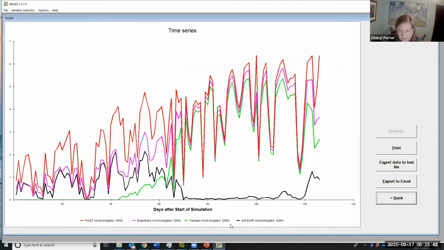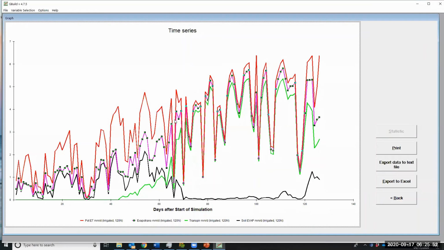Okay, so the actual evapotranspiration is this one. And in most cases, it is still below the potential.